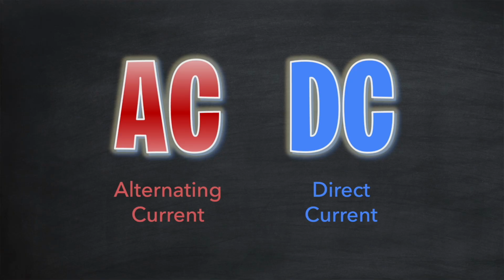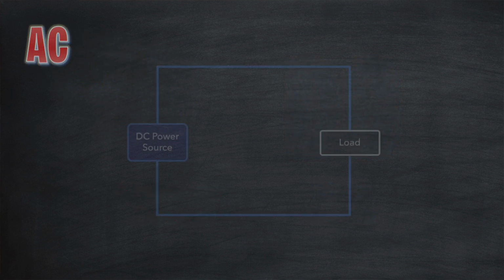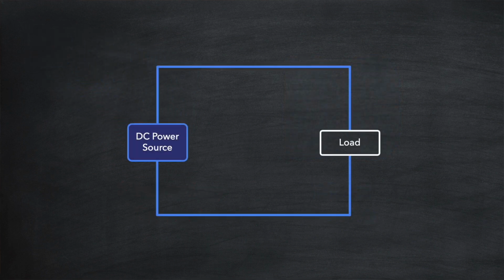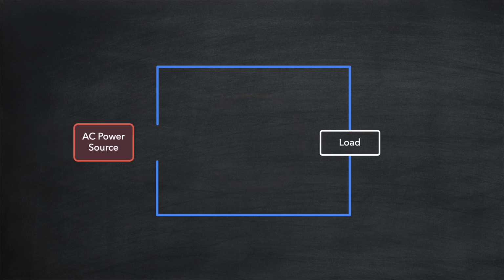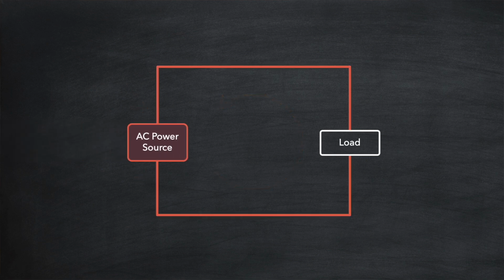Okay, before we look at the benefits of AC over DC, let's first understand what AC is. In a DC circuit, current always travels from the negative terminal of the power source through the load and back to the positive terminal. If we swap the DC power source for an AC one, it behaves very differently. At first, the current travels from the negative terminal through the load to the positive terminal, but after a short time it reverses direction and flows the opposite way. And a short time later it reverses direction again and flows from the negative to the positive terminal again. This cycle repeats a number of times a second.